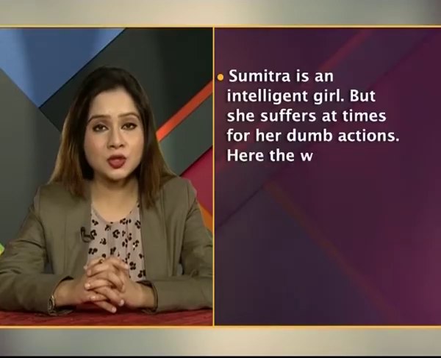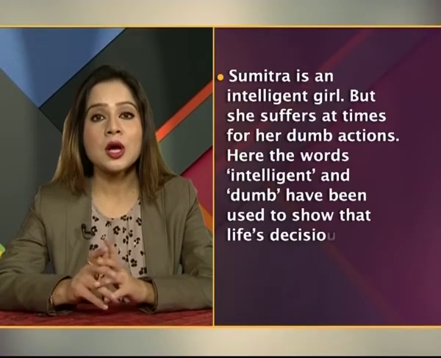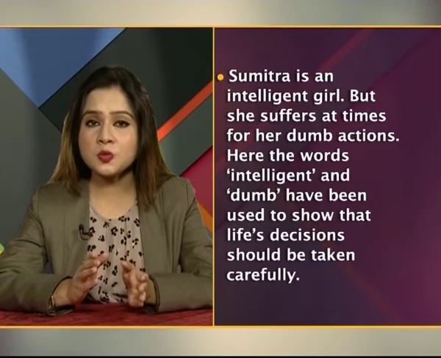Here, the two opposite meaning words, good and bad, have been used to show the consequences of Raghu's life. Sumitra is an intelligent girl, but she suffers at times for her dumb actions. Here the words intelligent and dumb have been used to show that life's decisions should be taken carefully. In these sentences, we have seen that antonyms have been used in different lines.